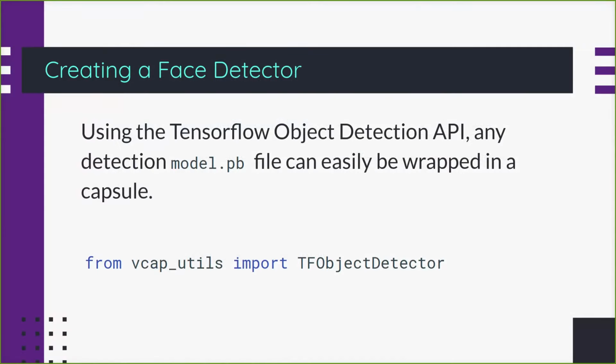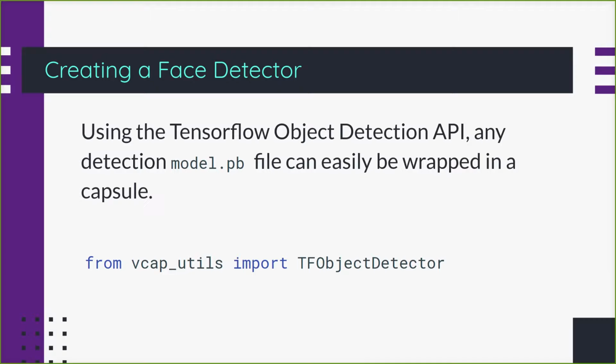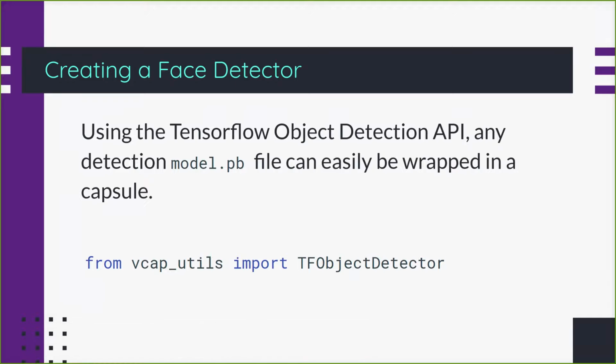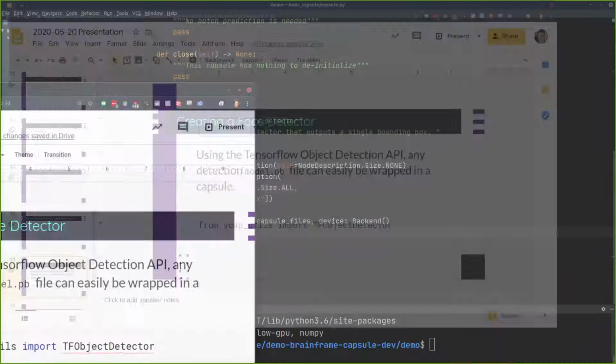For this example, I'm going to show you how to make a face detector. I'll show you a little bit behind the scenes on how we load the model, how models get passed to the backend, and how to use the TensorFlow object detection API. After that, I'll show you how to do the same for an OpenVINO model. So great, let's get started here.